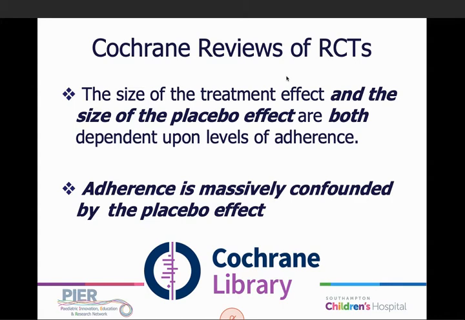So the patients who are taking the placebo most actively and are most engaged in the clinical trial do far better than the ones who don't take the placebo, in exactly the same way as the patients who do better in the clinical trials are the ones who are taking the medication more than the ones who are taking less. So adherence is massively confounded by the placebo effect. And it may well be that the placebo effect is just as important or even more important than the adherence.